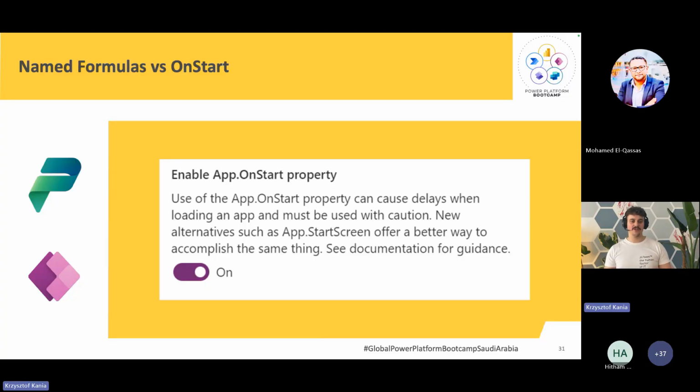Even Microsoft itself says it's not the best idea to use the application OnStart property. They even say in the application settings that you can turn it off, and there is a better way to accomplish the same thing. For example, setting up the first screen, which is the App.StartScreen property. Be careful with the app OnStart property. It doesn't allow you to use global variables. That's because the first screen has to be initialized first, and if you provide any variable over there, it has to be called to life, which is not possible due to Power Apps architecture.